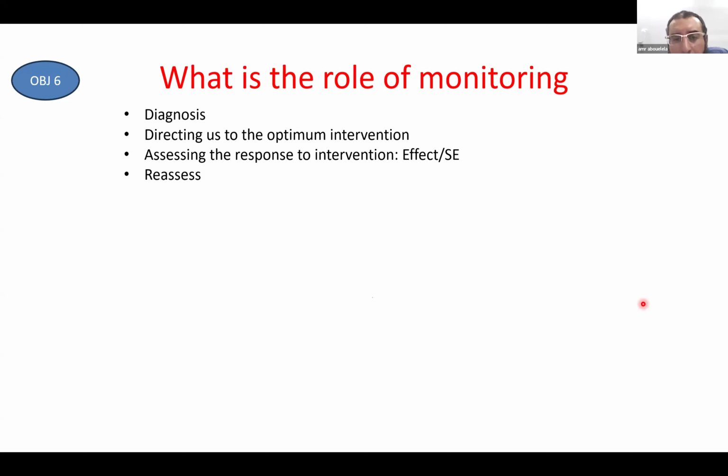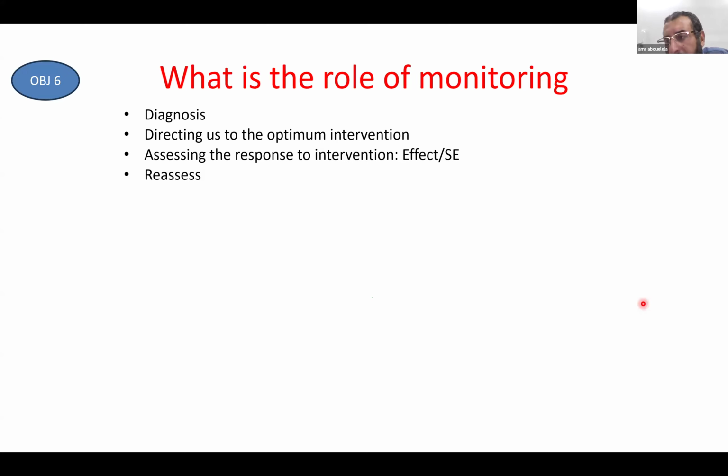We should assess the response to intervention. What is the effect of our intervention? Is it really improving the hemodynamic status or no? And what are the side effects? You should remember that every medication or every intervention we are doing, there is a beneficial effect, and there is a cost. We have to pay the cost in the form of side effects.